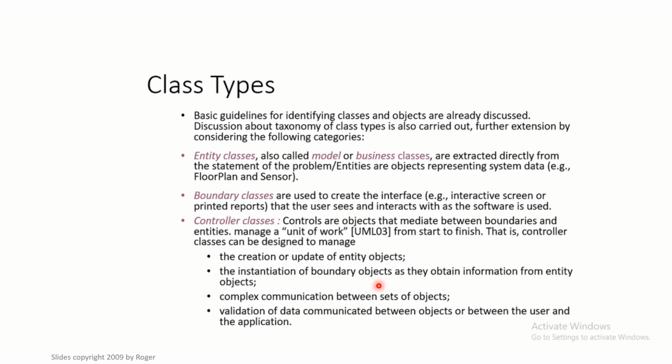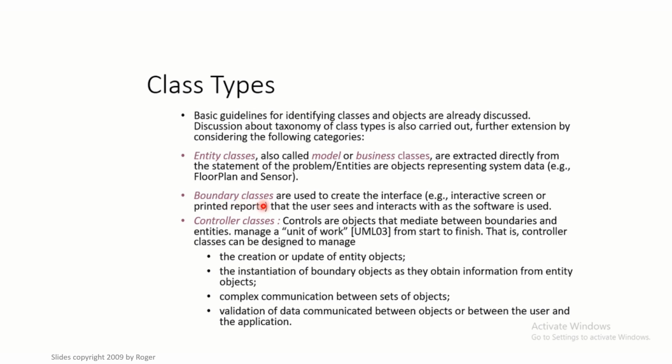We have different class types in general: first is entity classes, second is boundary classes, and the third is control classes. Now what are entity classes? These are the model or business classes that are directly extracted from the problem statement. Entities are the objects that represent system data, and that system data is persistent in nature. We can take the example of floor plan or sensor. These are the main entities for the SafeHome system.